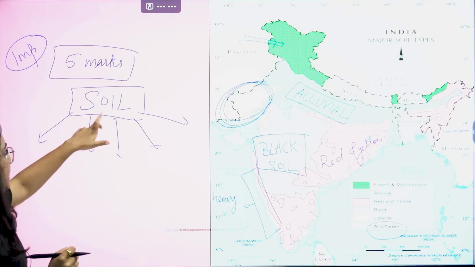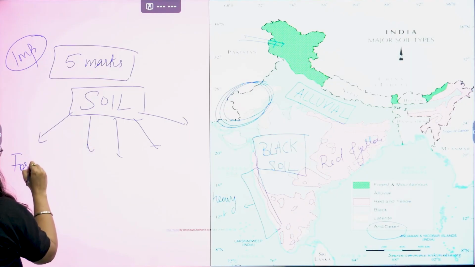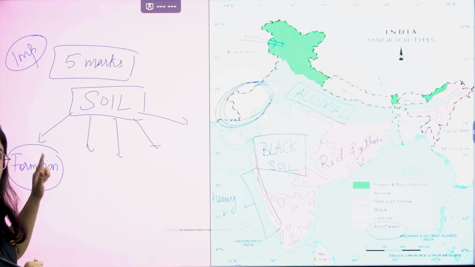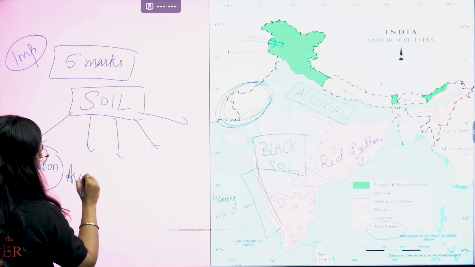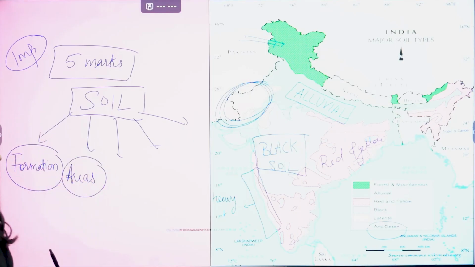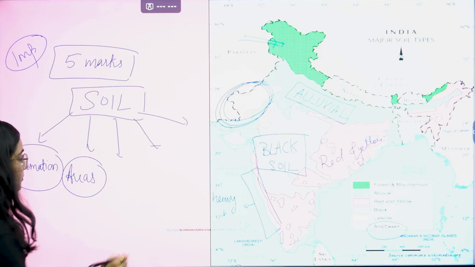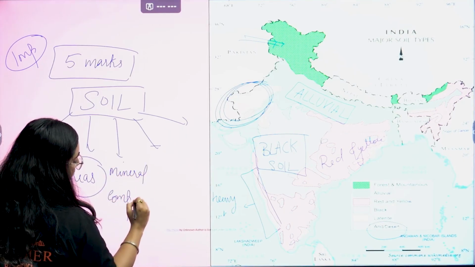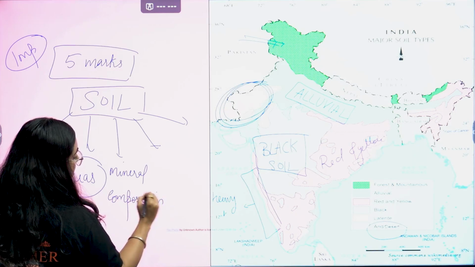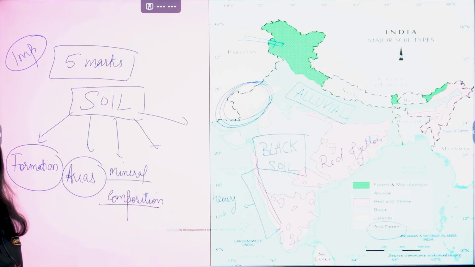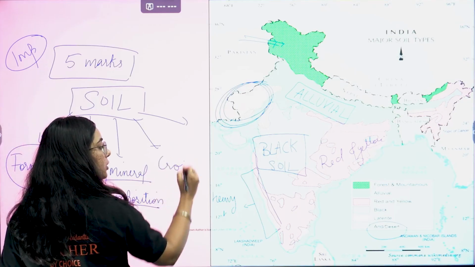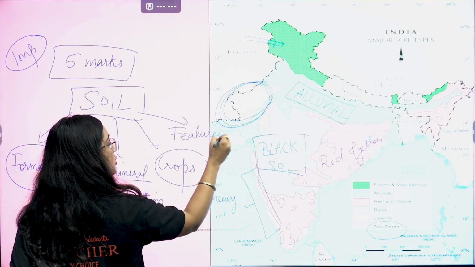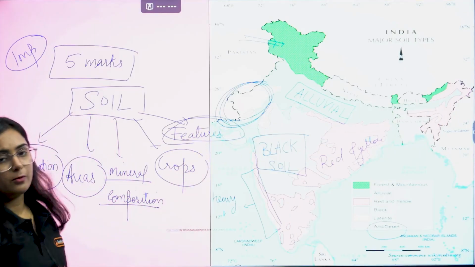Okay, we are reading soil. First we will read formation of soil. How is it formed? Where is it found? What are the areas where this soil is found, right? What are the mineral composition of this soil? What are the crops grown in this area? And we will add features and write all the rest points which are important from this topic.